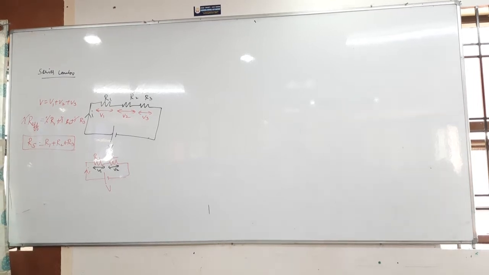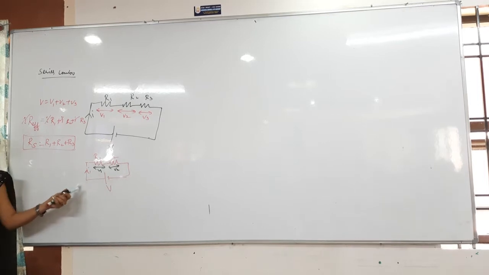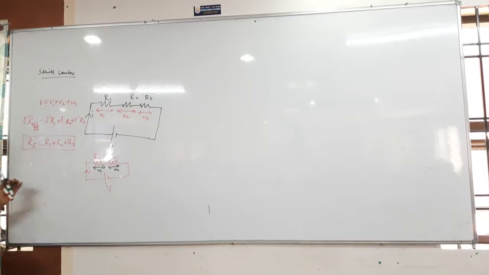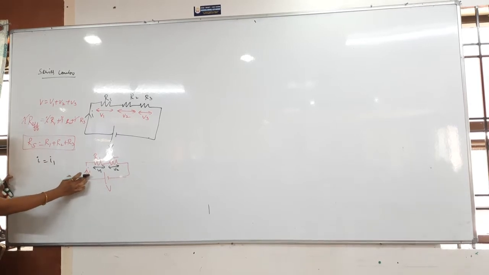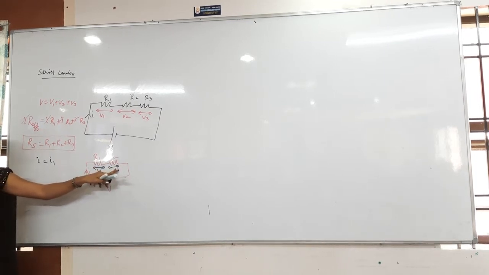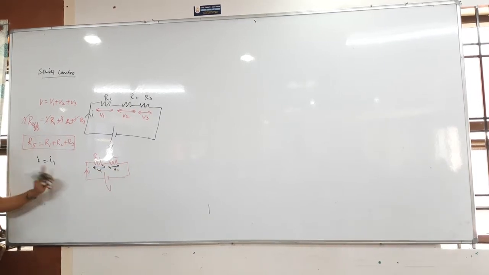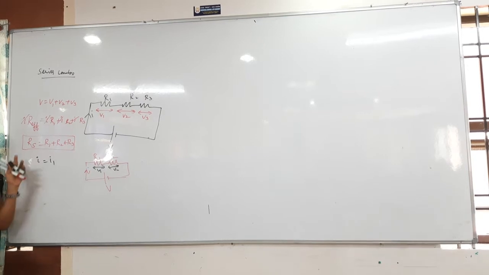For V1, the current flowing in each resistor is same only. Why? Because which combination is this? Series. So can I write I is equal to I1, the current flowing totally is equal to the current flowing in the first one, and the second one also, everything is same only. So I is equal to I1. I is equal to voltage by resistance. This I indicates the total current, nothing but total voltage by total resistance only.